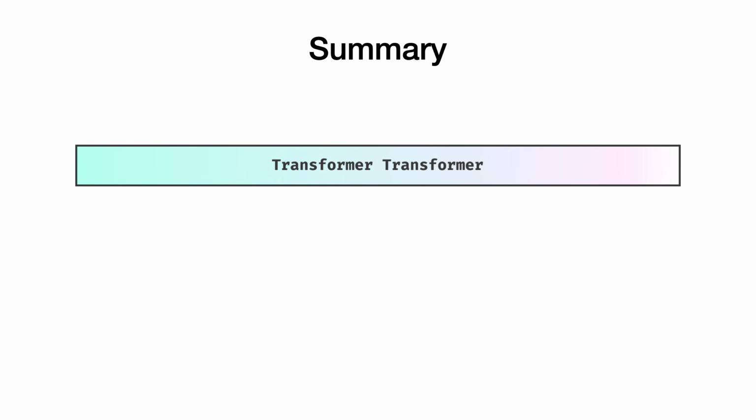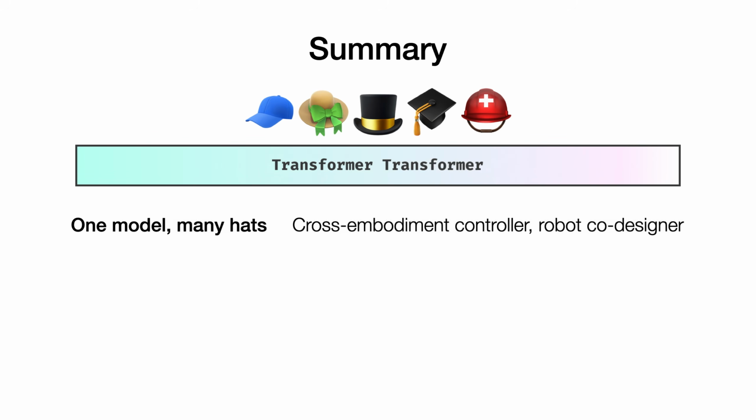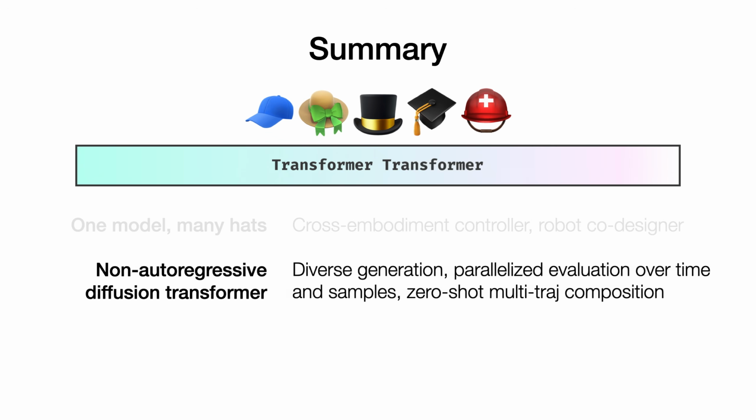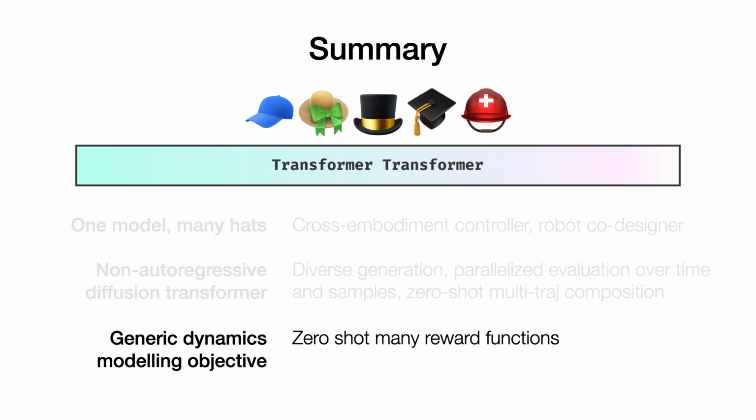So, in summary, we propose Transformer. It's one model that can wear many hats, including cross-embodiment control and robot co-design. The architecture is a non-autoregressive diffusion transformer that diffuses out embodiments and dynamic robot tokens simultaneously. This formulation enables diverse generation, parallelized evaluation over time and samples, as well as zero-shot multi-trajectory optimization through composition. It achieves this by training on generic dynamics modeling objectives, allowing it to zero-shot to many reward functions.